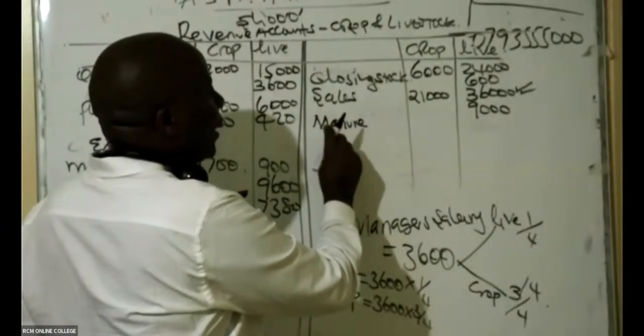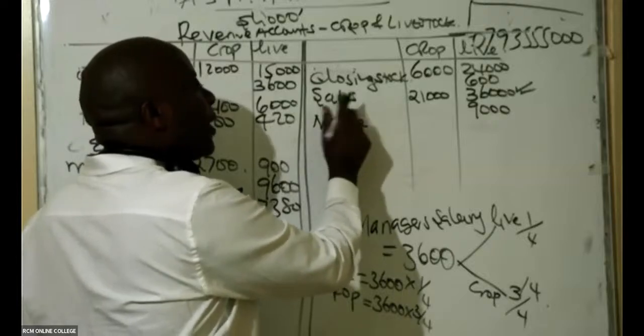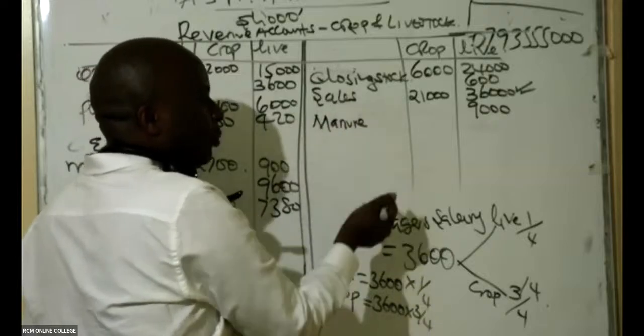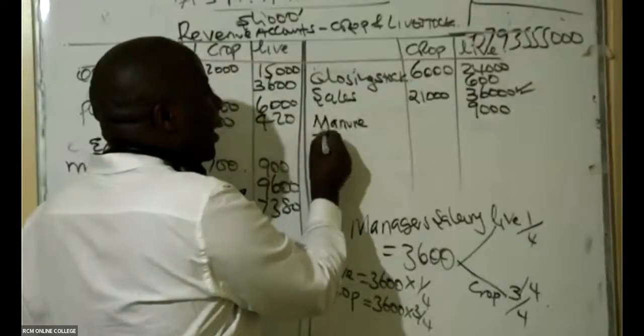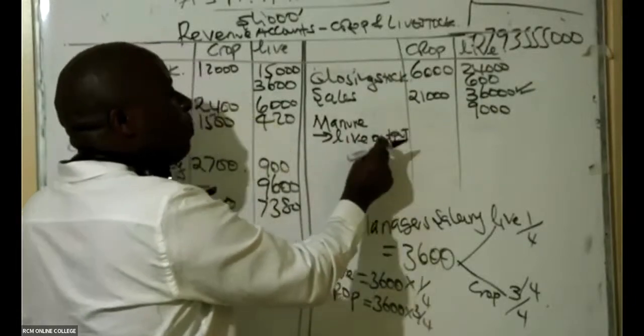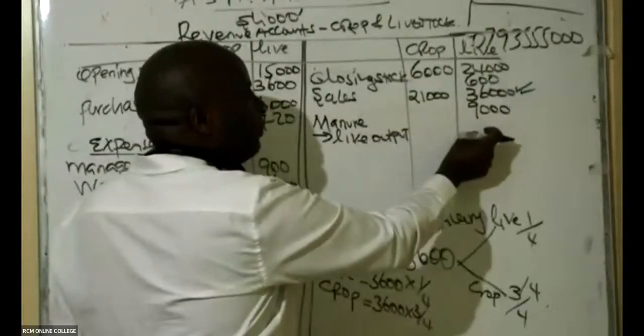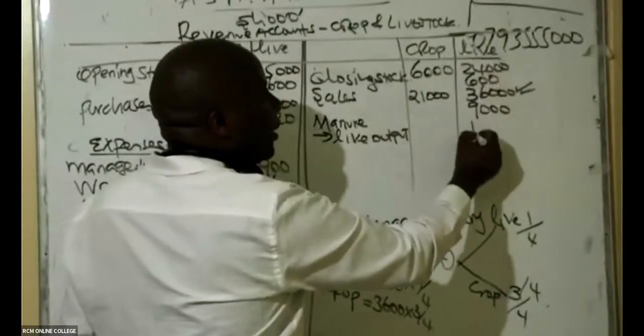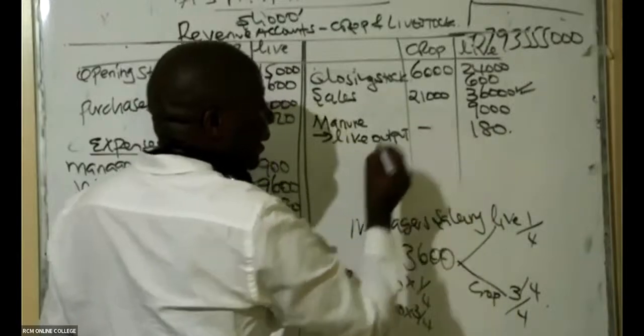So the manure in this case that was taken up, we are looking at an output here. This is a livestock output. I'm going to pin it here in thousands. This is 180, like that.